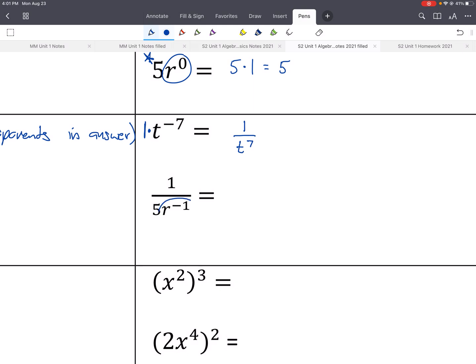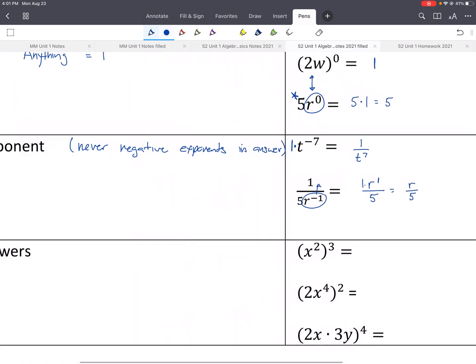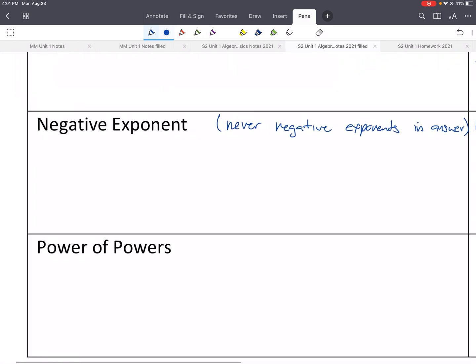So here's another example. Again, this exponent only applies to what's touching. There's not a parenthesis around that 5r. It's just the r that's being affected. So we would need to move that to the top and change its sign. So we'd have r to the positive 1 over 5. If you wanted to have that 1 out there in the front, you could. But typically we would simplify that. We'd actually even simplify it to just r over 5, because r to the 1 is just r. So that's exponent rules with negative exponents.